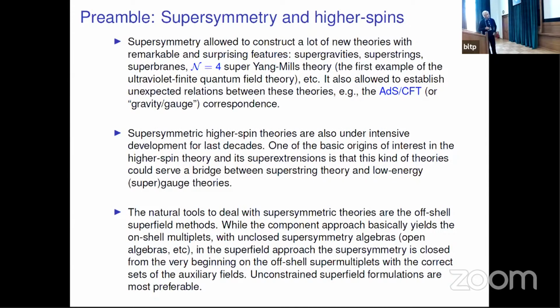work out this kind of theories is that both these theories include in principle infinite sets of spins, like superstring theory. So it is expected that there exists some very deep, profound relationship between superstring theory and high-spin theories, and actually high-spin theory can serve as a kind of bridge between superstring theory and its different low energy limits.